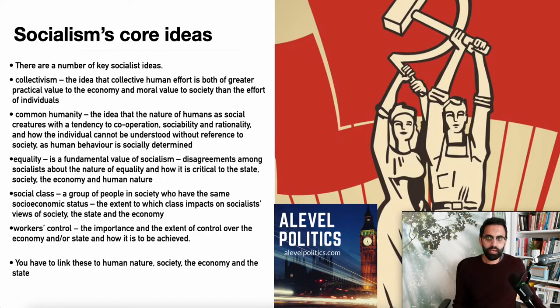Okay. So here's a quick summary of what the ideas are, what collectivism, common humanity, equality, and social class and workers' control are. If you want a copy of this slide and all of my socialism slides, just go over to my website. I will put a link in the comments section of this video. There'll be a link to the place where you can access my keynotes, my PowerPoints. So that's perfectly fine.